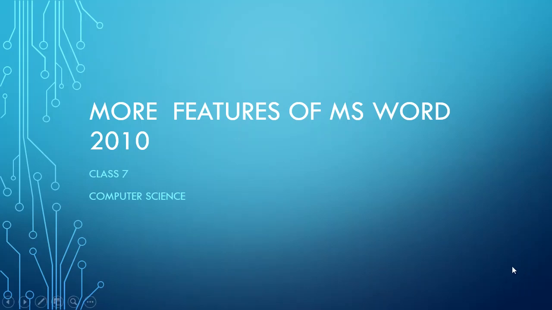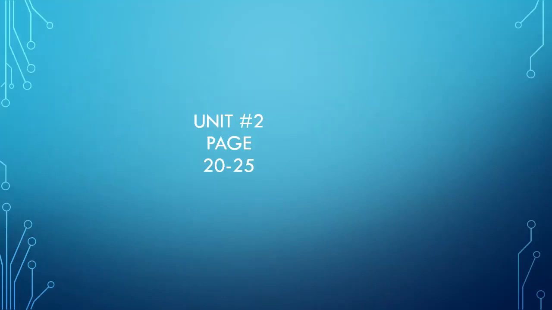In this particular class, we are going to discuss our Unit 2, More Features of Microsoft Office 2010. This video is for class 7 for the subject of Computer Science. In this video, we are going to discuss Unit 2. The pages that we are going to cover over here are page number 20 till page number 25.